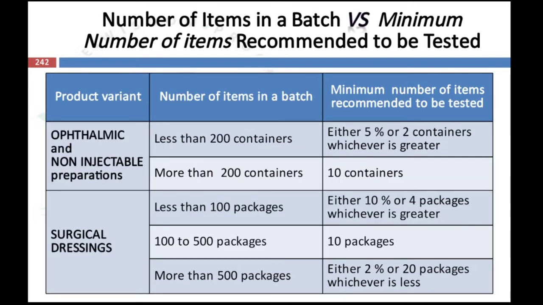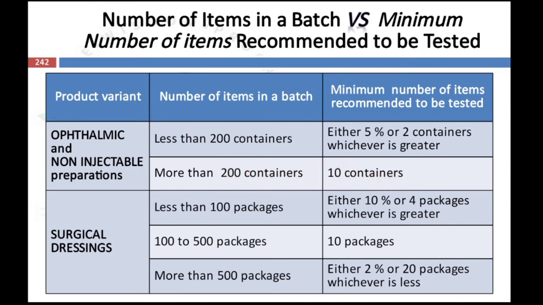Now coming to the ophthalmic and non-injectable preparation. If a batch contains less than 200 containers, we have to take either 5% or 2 containers, whichever is greater. If a batch contains more than 200 containers, we have to take 10 containers.